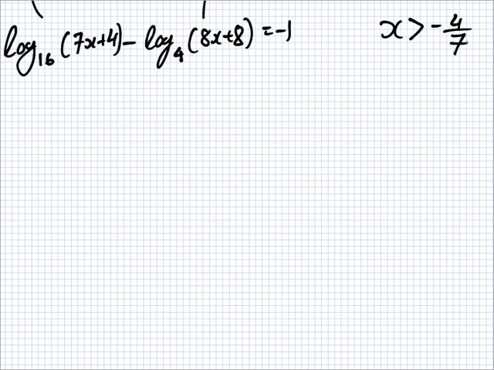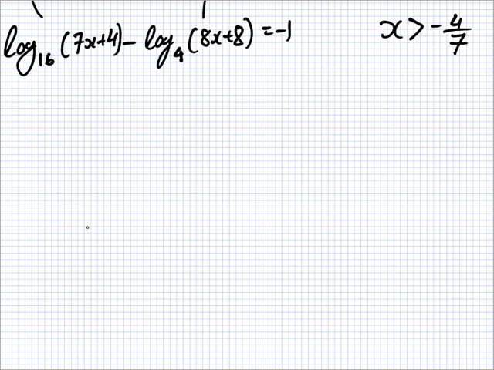What should I do first? Change the base. Now, can somebody tell me why I can't just use rule number 2 of logs and say log A minus log B is log A over B? Not the same base. Which base should we change, the 16 or the 4? Some people say 4, some people say 16. It's both the same. It's a little easier to change from a bigger base to a smaller base.